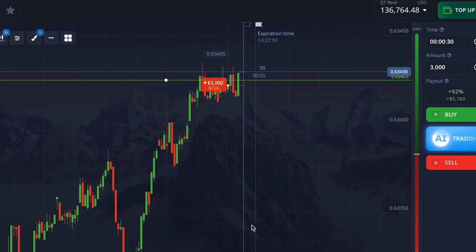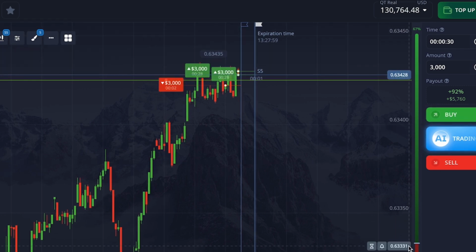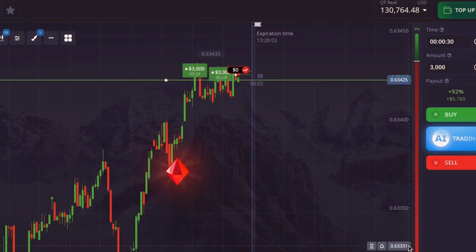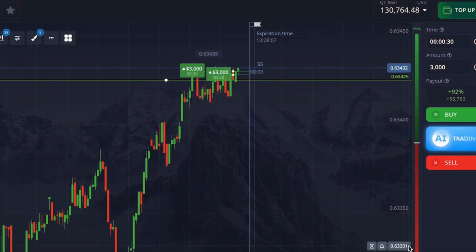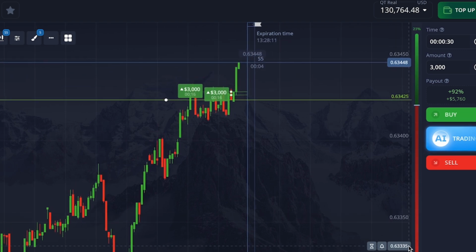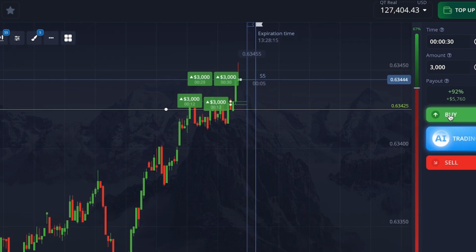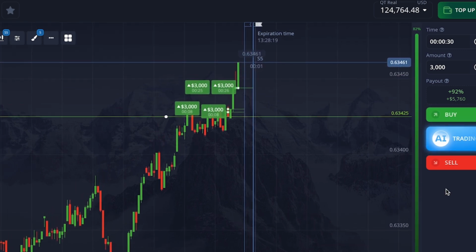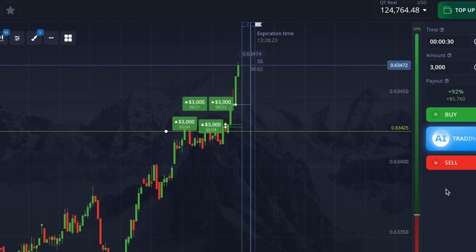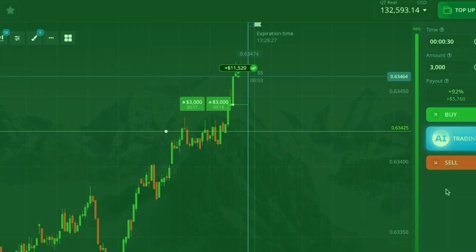Let's check S5, what's going on. Yeah, it's a breakout, guys. Let's go for a 6,000 buy position. One loss is nothing. Let's go. Price is still rising, you can see, that's good. It's very strong. I will even add another 6,000 in this trade. We're going good.